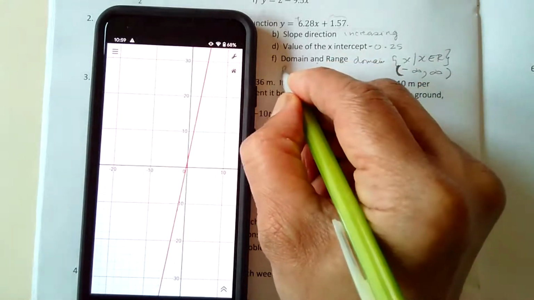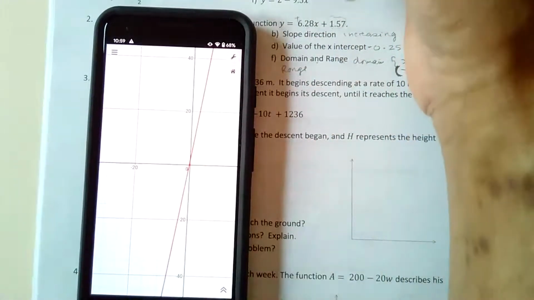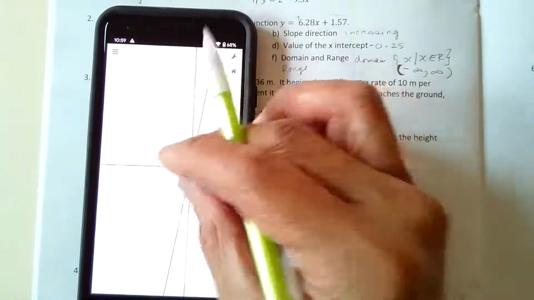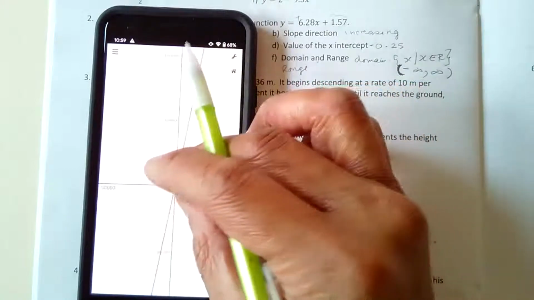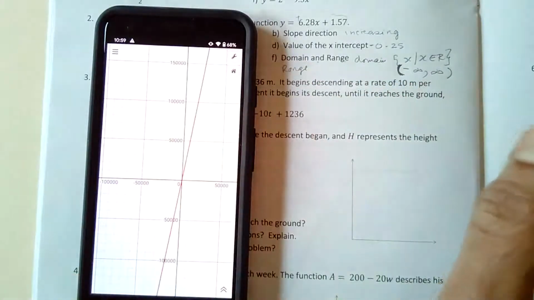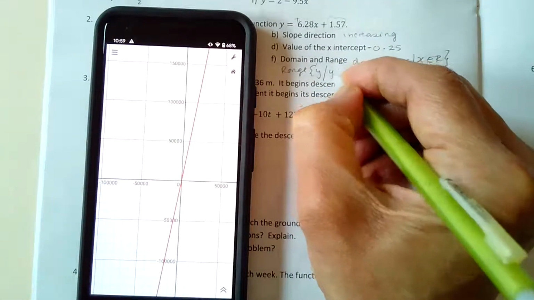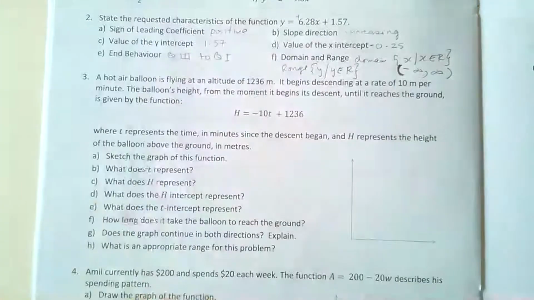The range will be the same thing. The range has to do with the y values, how far it goes up and how far it goes down. And this goes up and down forever. If I were to zoom out, I'm going down into the thousands here, and you can go to millions. The graph still goes down, still goes up, and also still goes to the right. So we can say that y, such that y is an element of the real numbers. That's your domain and range.